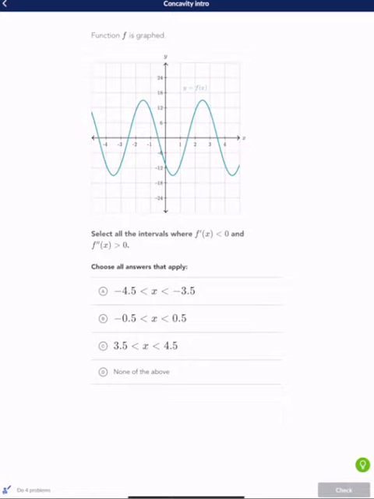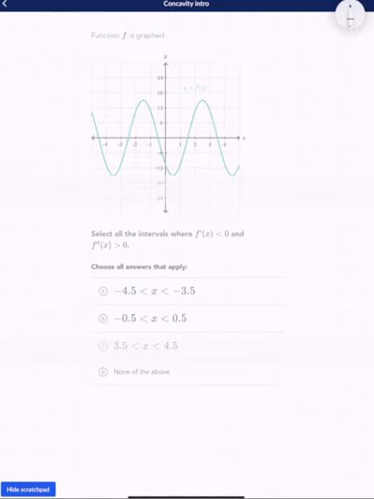What does this mean? That where the intervals are, where f prime is negative. What does that mean for the f graph, like the original graph? Because that's what this is. This is f. Here we're talking about f prime. What does that mean if f prime is negative?